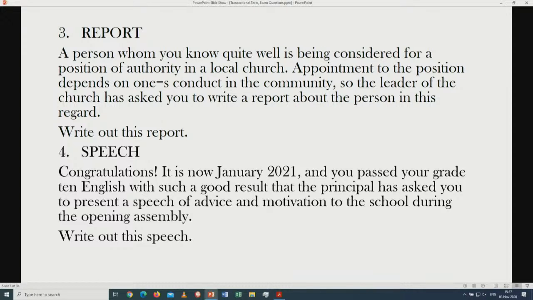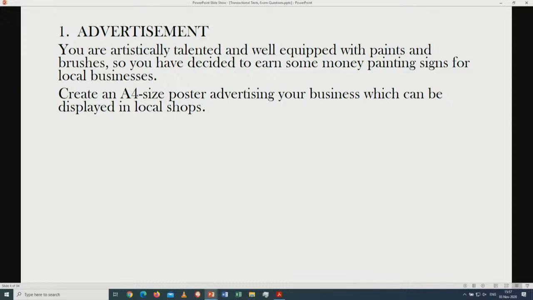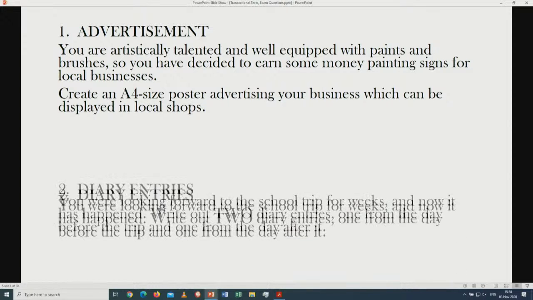Let's see what else. Now, conspicuous by their absence are things such as the CV, review, anything like that. Okay, advertisement. This one is for a poster, it says there, A4 size poster advertising your business. It's a sign painting business. And that's that. Again, watch out, make sure that you go past the minimum of 80 words. Don't spend all your time drawing pretty pictures and borders.